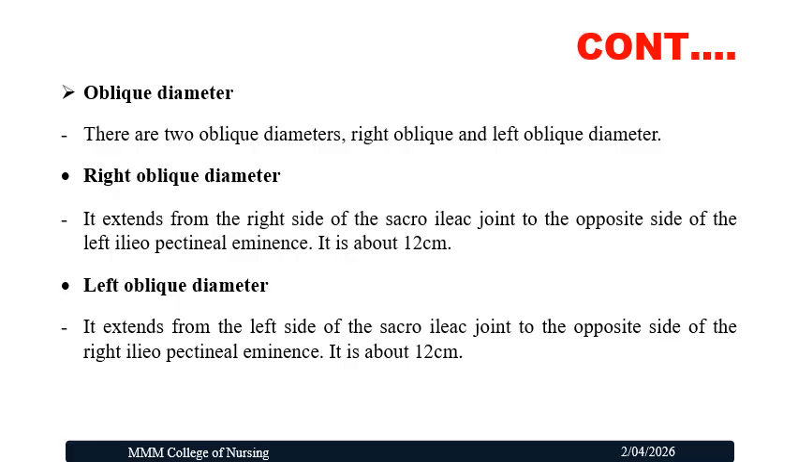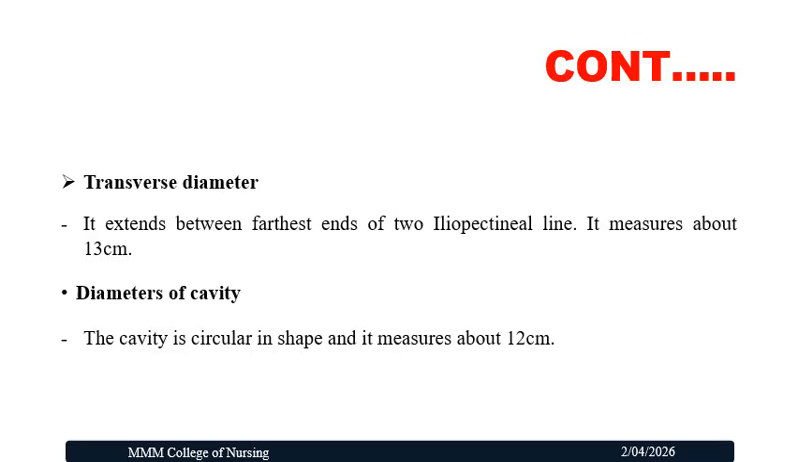Next, coming on to the oblique diameter in the pelvic brim. So there are two oblique diameter, right oblique and left oblique diameter. Right oblique diameter, it extends from the right side of the sacroiliac joint to the opposite side of the iliopectineal eminence. It is about 12 centimeter. Next, left oblique diameter, it extends from the left side of the sacroiliac joint to the opposite side of the right iliopectineal eminence. It is about 12 centimeter. Transverse diameter, it extends between farthest end of two iliopectineal line. It measures about 13 centimeter.